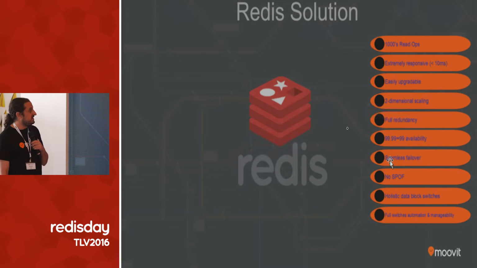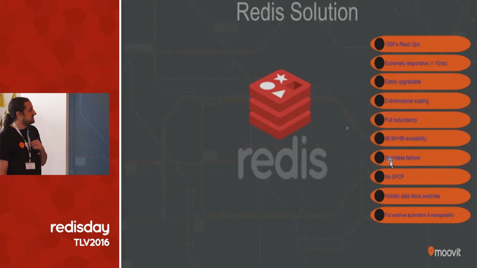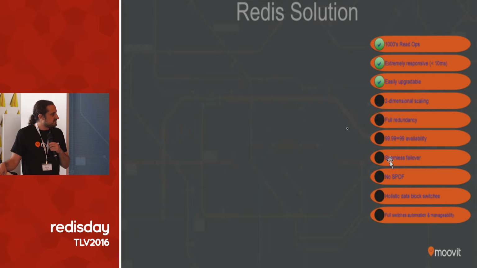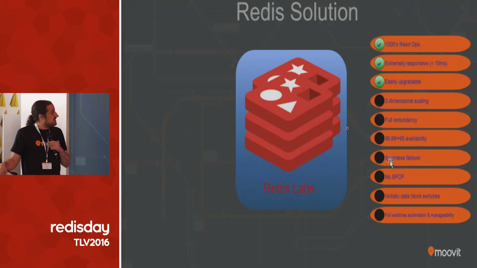So now let's see how Redis provides the solution that meets all these requirements. First of all, Redis is fast. I mean, thousands or tens of thousands or hundreds of thousands of IOPS is peanuts for it. It's extremely fast. And regarding upgrades, there's no magic. I mean, you write the code. Redis is simple. You write the code, and the upgrades are as simple or complex as you write them. But that's better than a relational database where the upgrades can be a very, very big pain. That's up to here was Redis.